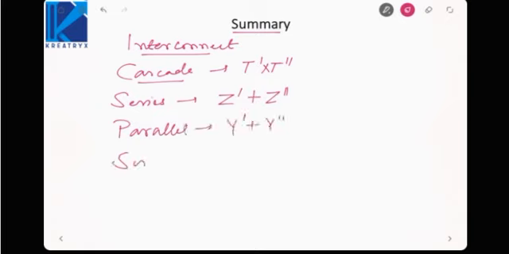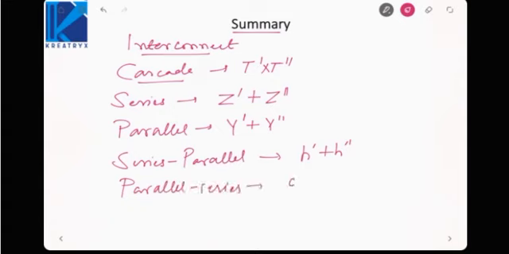Then series parallel. Here we make use of the H parameters. Then parallel series. Here we make use of the G parameters. So just remember this thing and you can solve any problem based on interconnection of networks. This is important from the two-port networks. So this is all about your interconnection of the networks and it is all from the two-port networks.